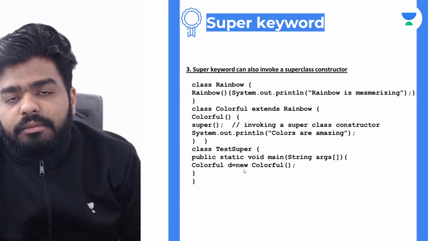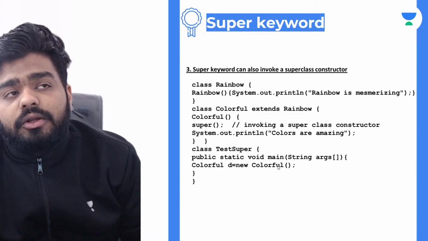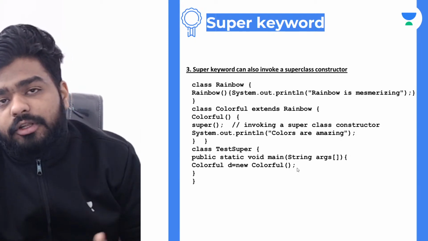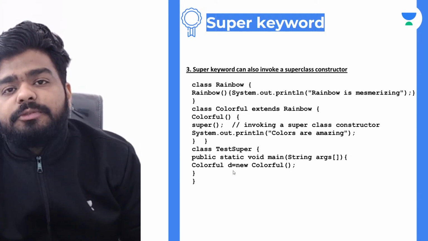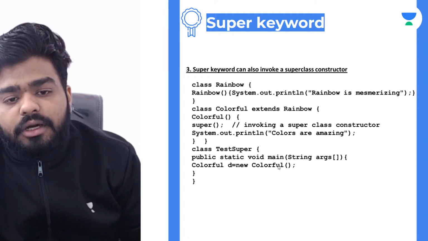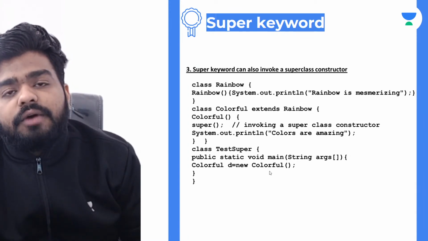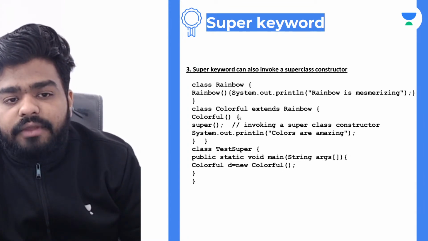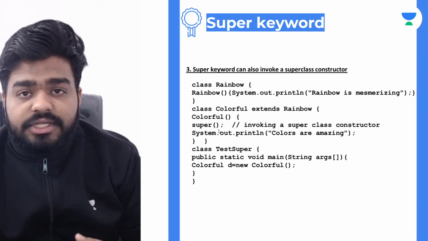So we have again the same example, Colorful d equal to new Colorful. Now see here that we are not calling any particular method or any particular variable here. We are just creating an object of d. But you must be knowing that when you do this, you actually call this particular default constructor. So Colorful constructor is getting called, right? Do we have any Colorful constructor in our Colorful class? Yes, we do have, and it is written here super with that bracket, just that, right?